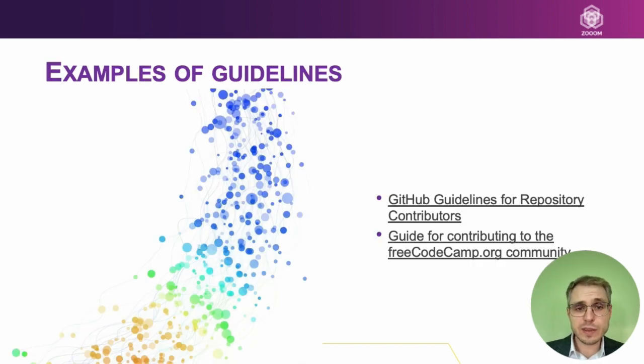Provided here is a list of some guidelines that already exist out there. So for instance, one of the most popular is the GitHub guideline for repository contributors. And we have also examples of the guide for contributing to the freecodecamp.org community. And there are, of course, many more. Some large projects adopt independent guidelines for contributors. So if you're contributing to such a project, always make sure that your contributions are aligned with the requirements of these projects.